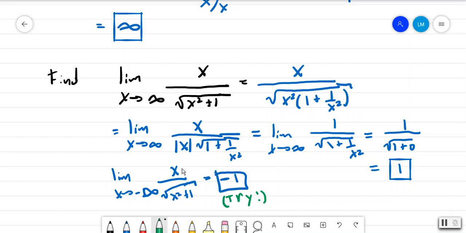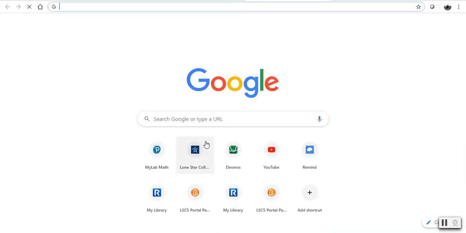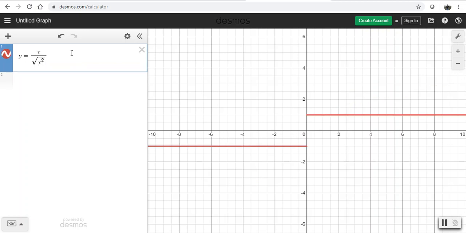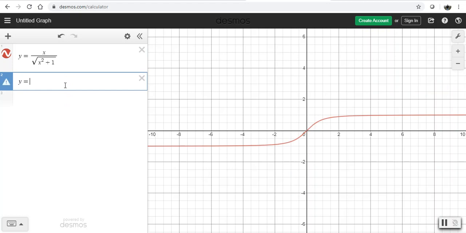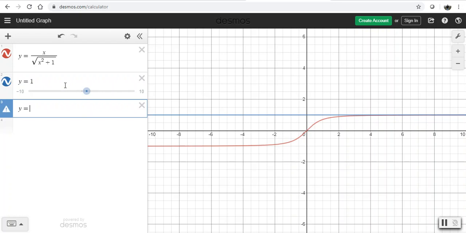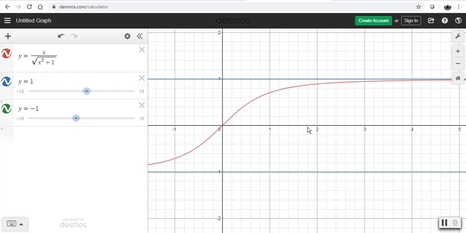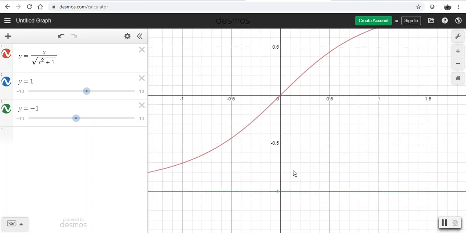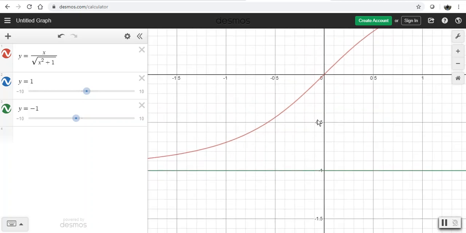But if I go ahead and go to the graphing calculator and type it in, this is no different from typing it into the TI-84. No, it's plus 1. So notice that if we have y equals 1 and y equals negative 1, we can see that these functions progressively approach y equals 1. And the same thing goes if we approach negative infinity: it goes to negative 1, sorry.